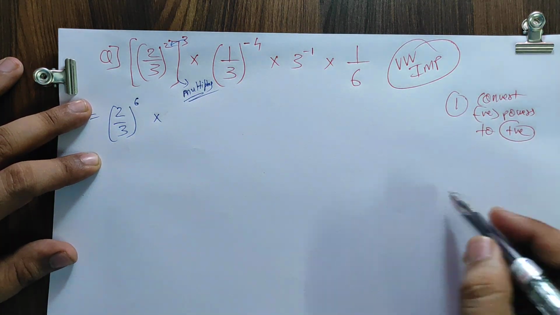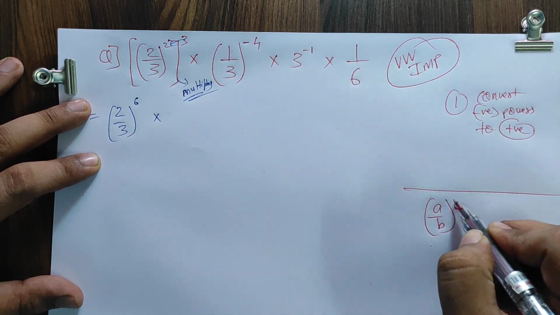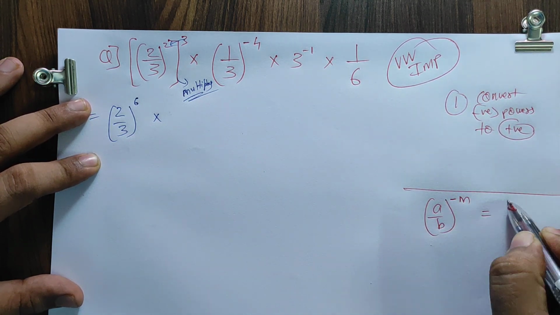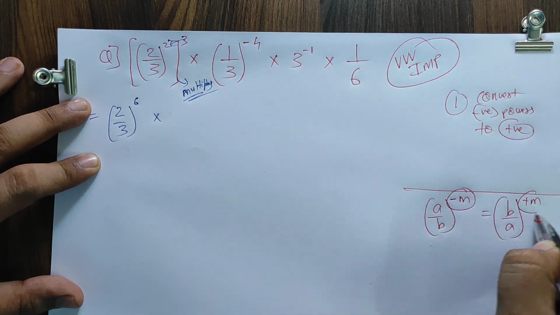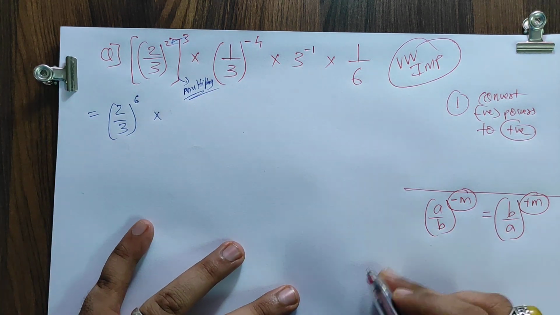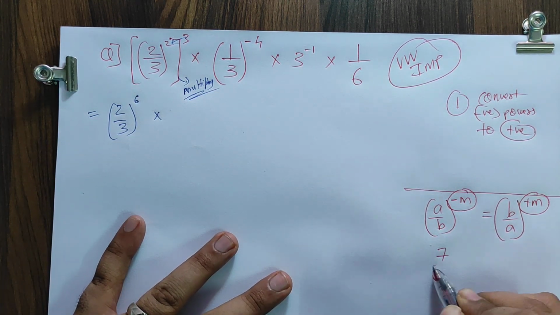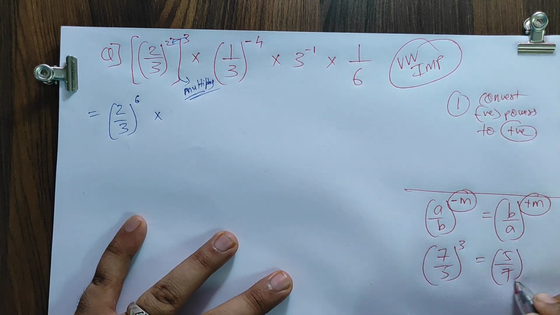I'm explaining this fact on the right hand side with an example: whenever we have a upon b, the whole raised to, for example, minus m, it can be written as b upon a, the whole raised to plus m. Minus m becomes plus m when the fraction is flipped. In other words, it can be like this also: 7 upon 5 raised to 3. If you do 5 upon 7, it becomes minus 3.